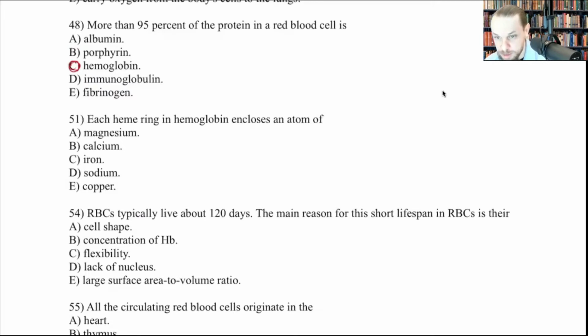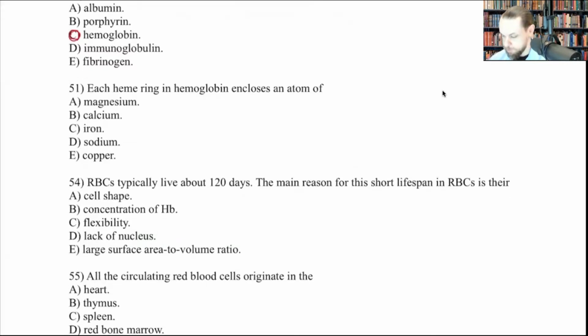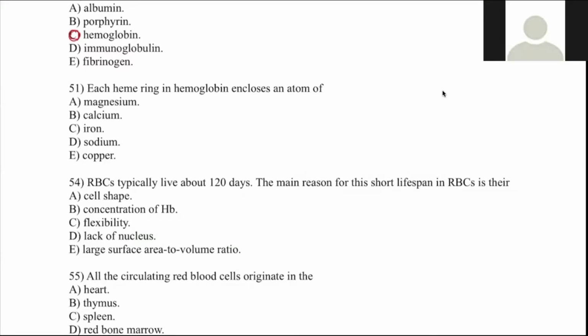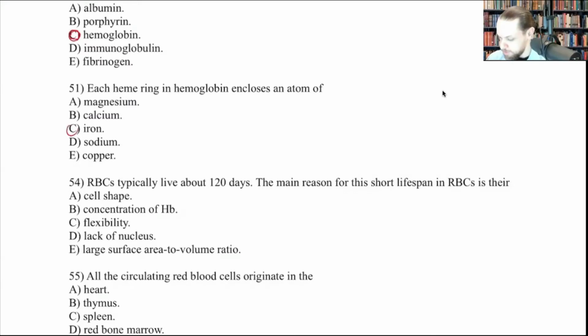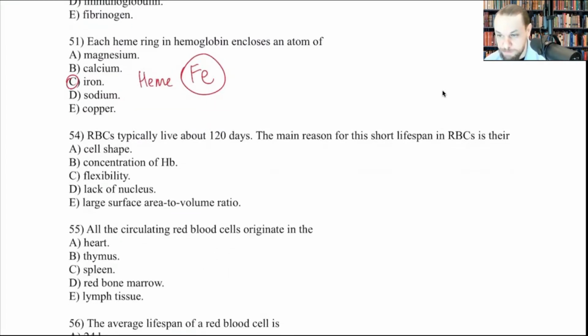We got Musab for number 51. Each heme ring in hemoglobin encloses an atom of iron. Iron is correct, right? Yeah, that's basically where we get the heme from, right? Iron is very good.